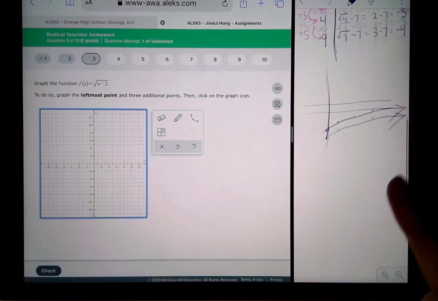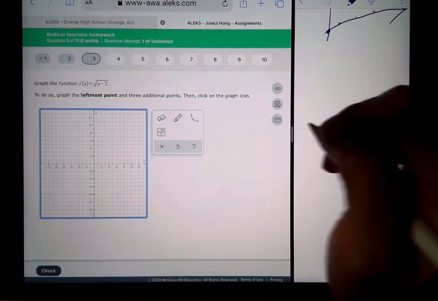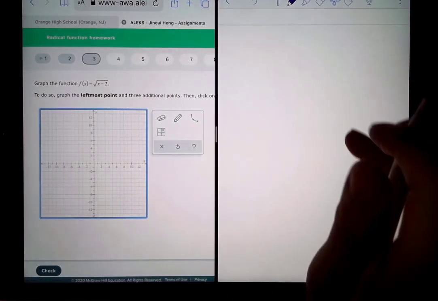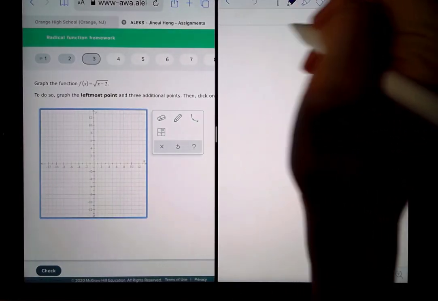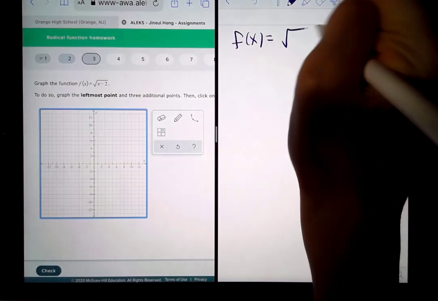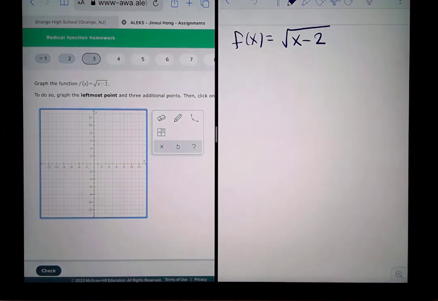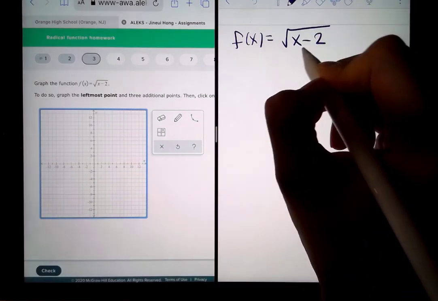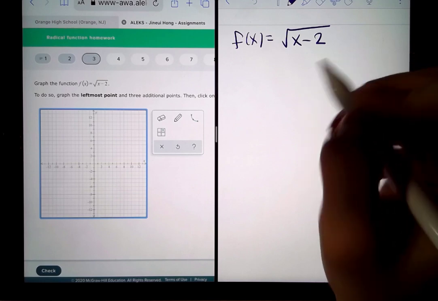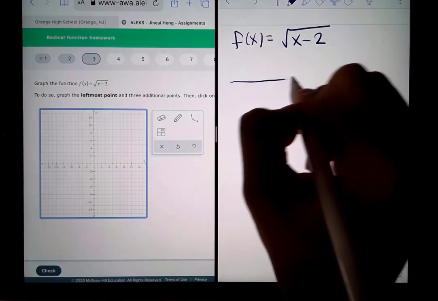Let me try the next one, guys. So next one, I got this. Let me make this one a little bigger. So our function is f of x equals square root of x minus 2, right? So tell me, what's the 0 from the inside? So x minus 2 is supposed to be 0. Then you know that is 2, right? So our initial point is what?